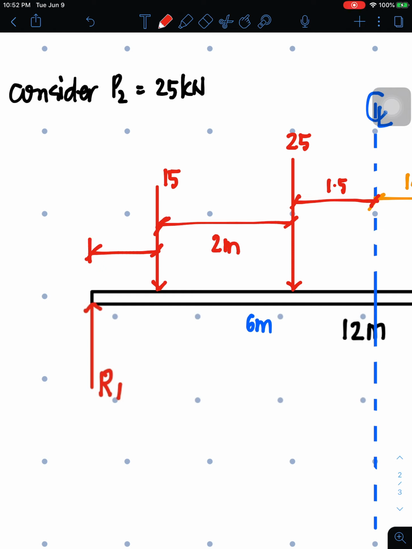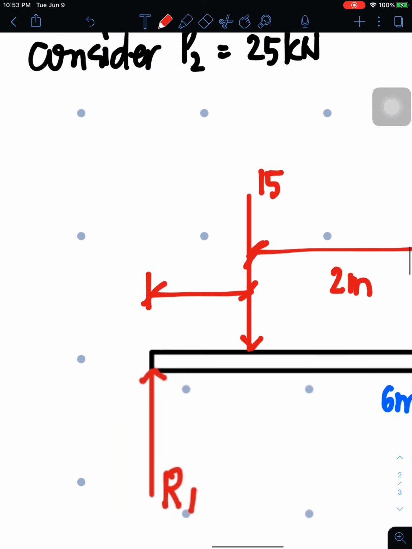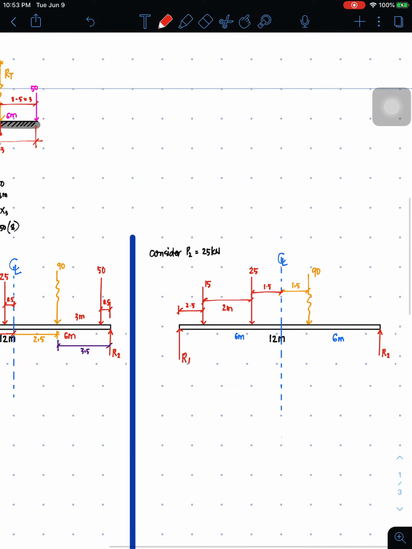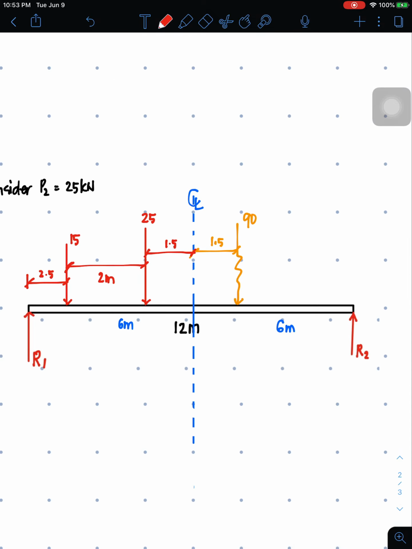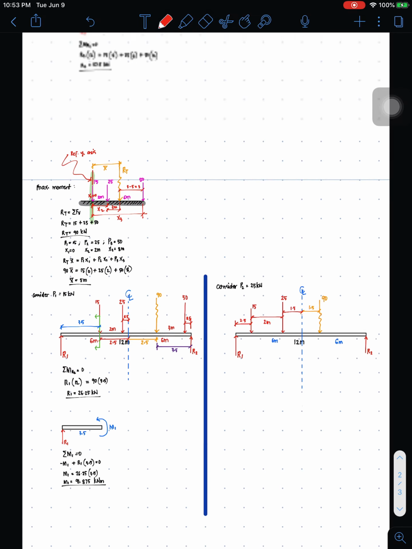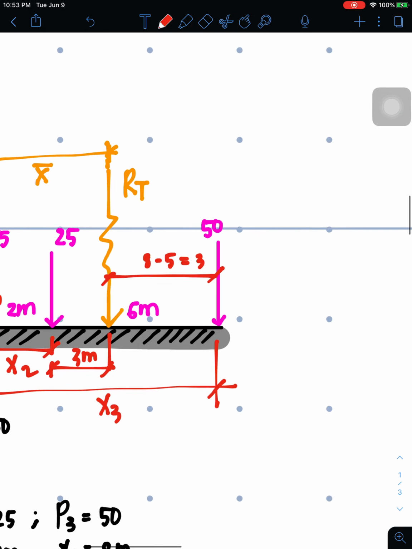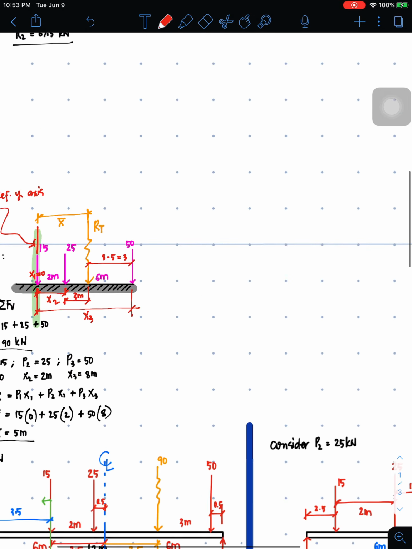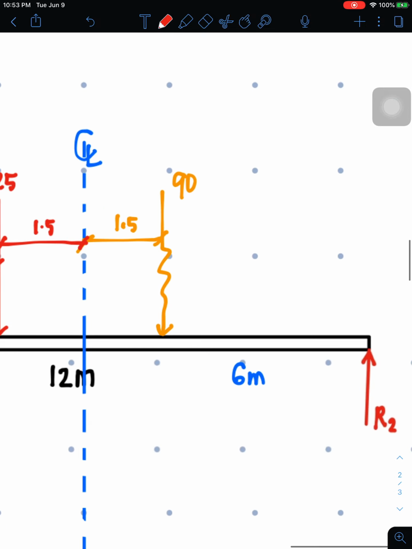Is that 2.5? I'm questioning myself. So that's going to be 6 minus 2 and 1.5. So that's 2.5. Although it's not very proportional. So that's 2.5. And then on the right side of 90, what is the distance between 90 and the resultant? 3 meters, no? So 3 meters.